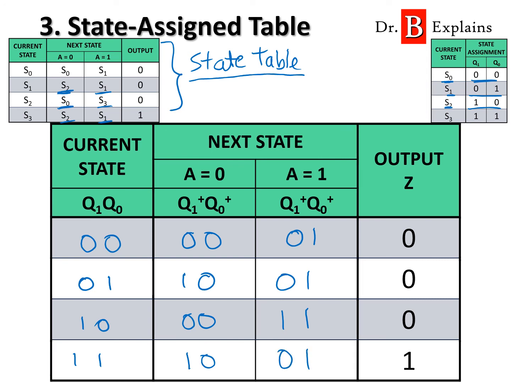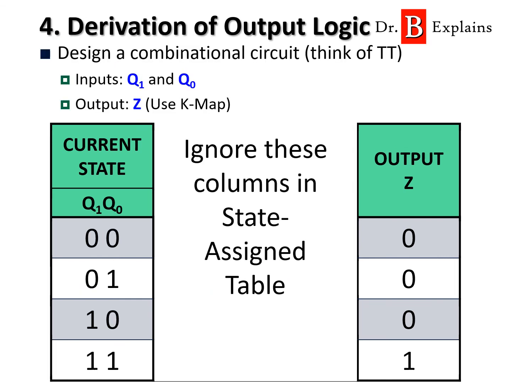Okay, so that's how we do it. In the case of the output, it remains the same. So the output is fixed to the state. Okay, we don't need it for this step, but we do need it for the next step. So the next step is the derivation of the output logic.